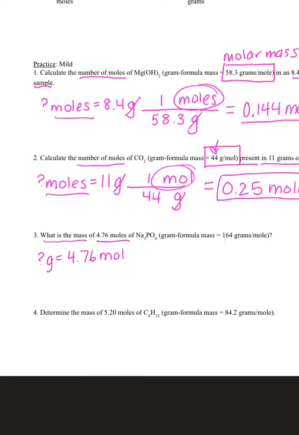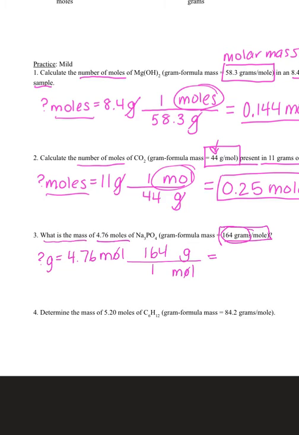Okay, here is the conversion factor. Moles will go on the bottom because now I have to cancel moles. And this time, grams will go on the top. I have 164 grams for every 1 mole. Okay, so we multiply.